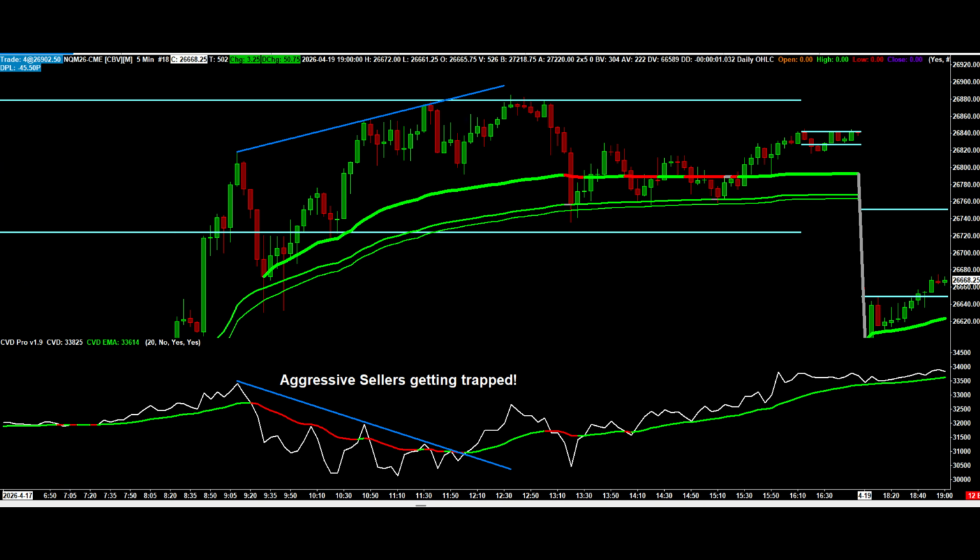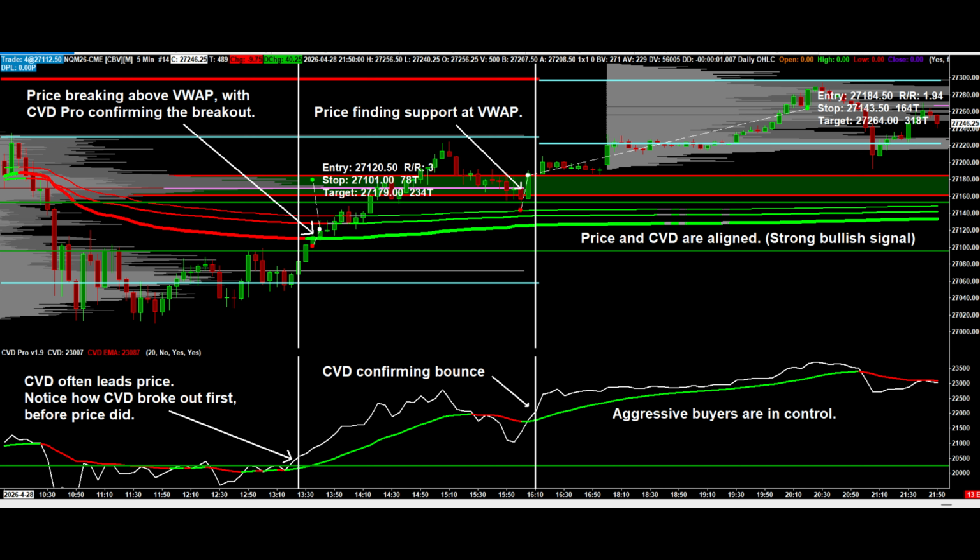The fifth mistake is using both studies as prediction tools. They are not prediction tools, they are decision tools. They help you judge whether the auction is accepting, rejecting, trapping, or rotating. That is the whole point.